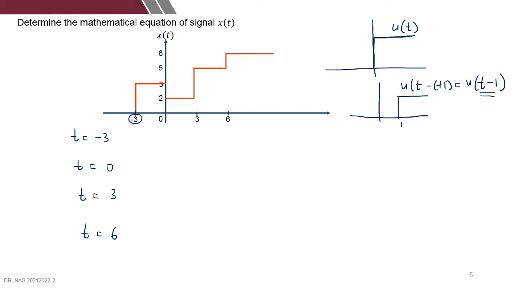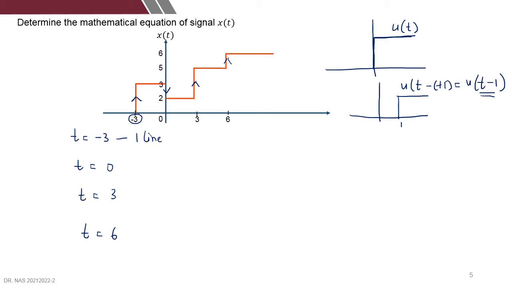Okay, the second step, you need to draw the flow of the graph, starting from the left to the right. This one moving up, here going down, and going up again, and going up again. Just consider the vertical lines. At t equal to minus 3, you have only one vertical line.